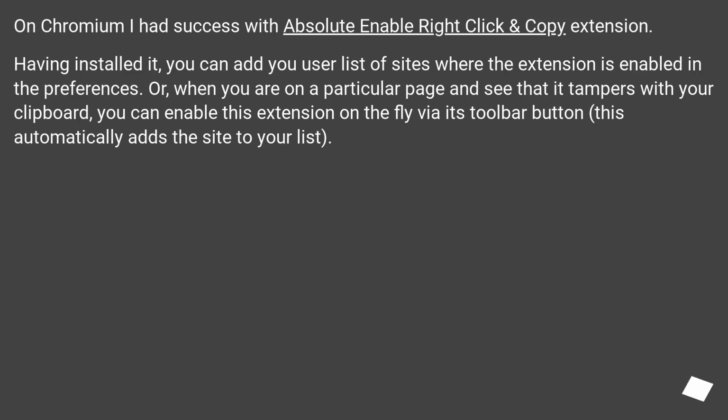On Chromium I had success with the Absolute Enable Right Click & Copy extension. Having installed it, you can add your list of sites where the extension is enabled in the preferences. Or, when you are on a particular page and see that it tampers with your clipboard, you can enable this extension on the fly via its toolbar button. This automatically adds the site to your list.